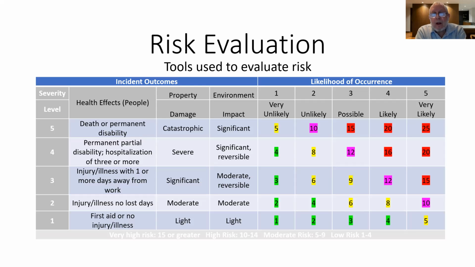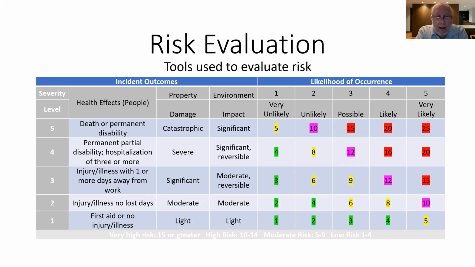And then these two columns are helpful because sometimes the damage might not be to people, it might be to property or environment. So now we go from the bottom up on property and environment: light, moderate, and then significant property damage, and for the environment, moderate and reversible. Then number 4 is severe property damage, and for the environment it's significant but reversible. And number 5 for property damage is catastrophic, and for environmental impact it's significant. I colored the numbers in there, but on the spreadsheet the whole cell is colored. You get the idea.